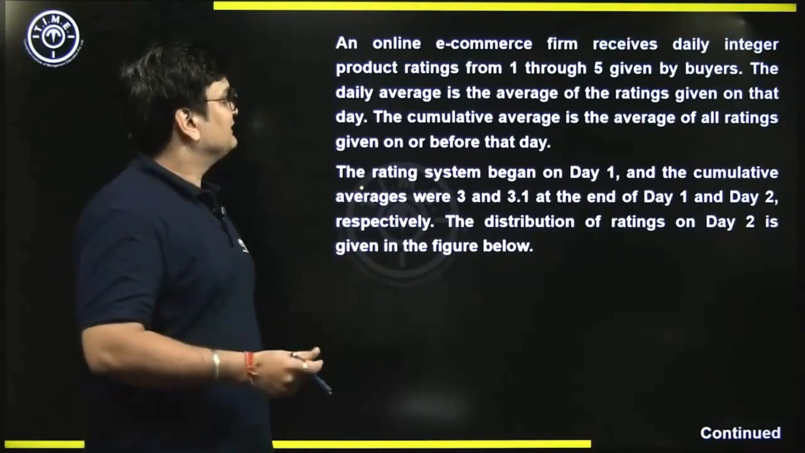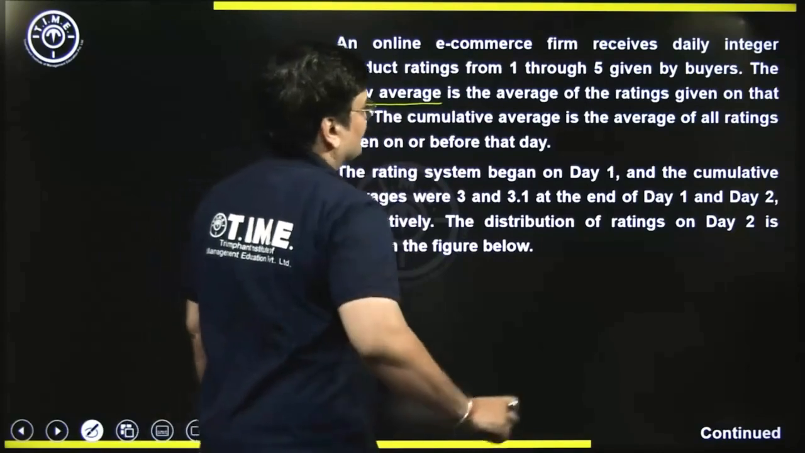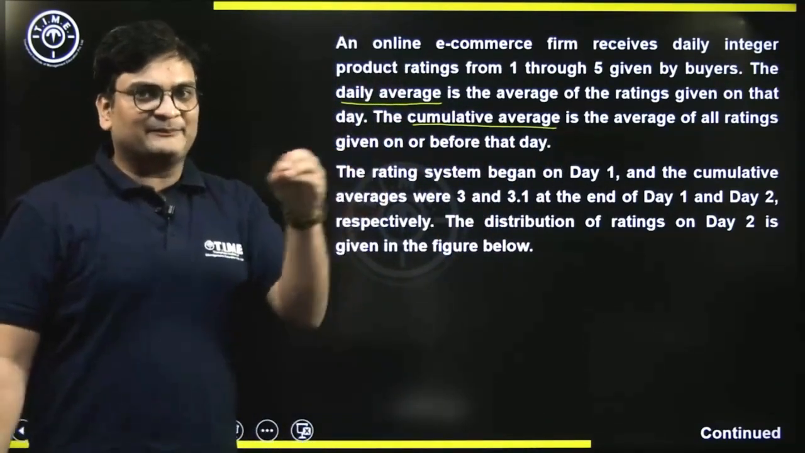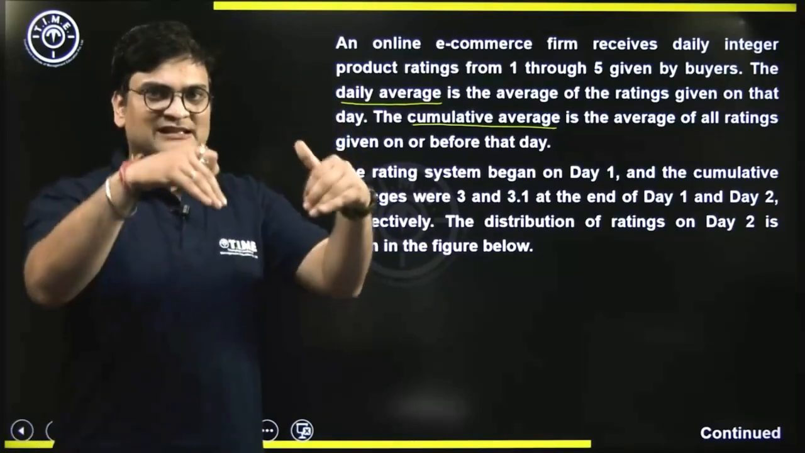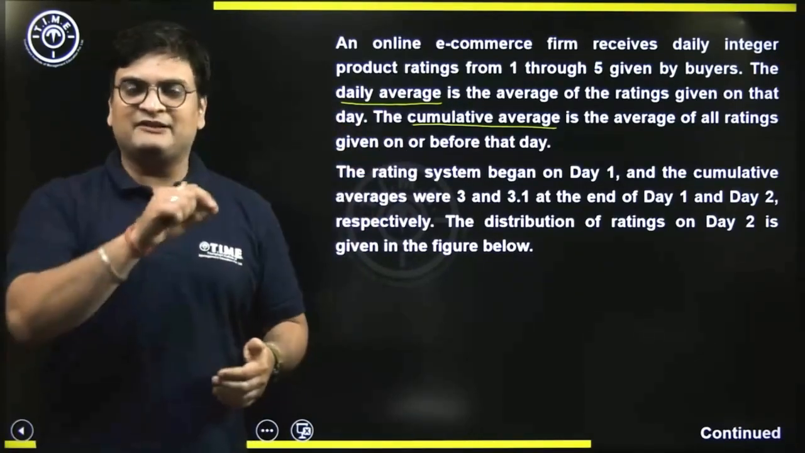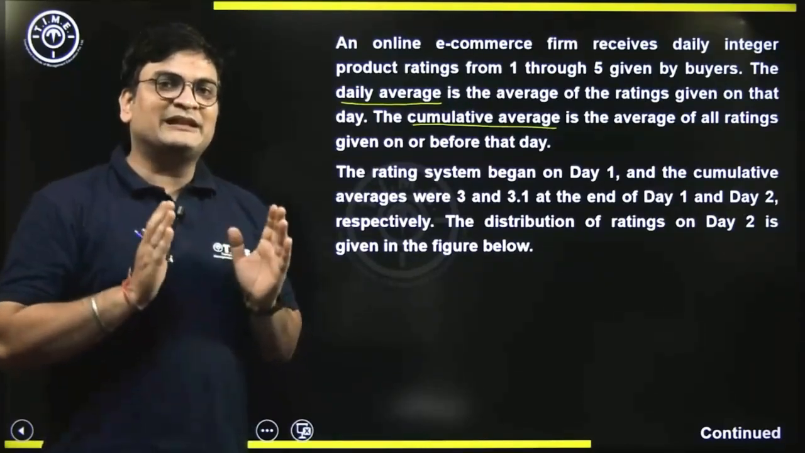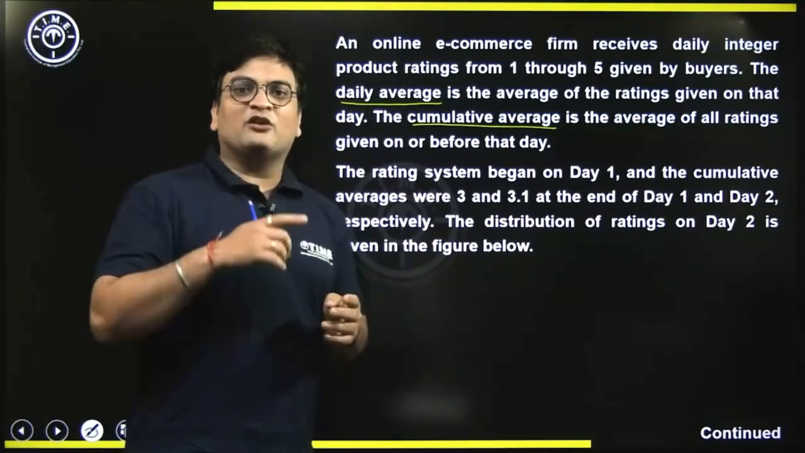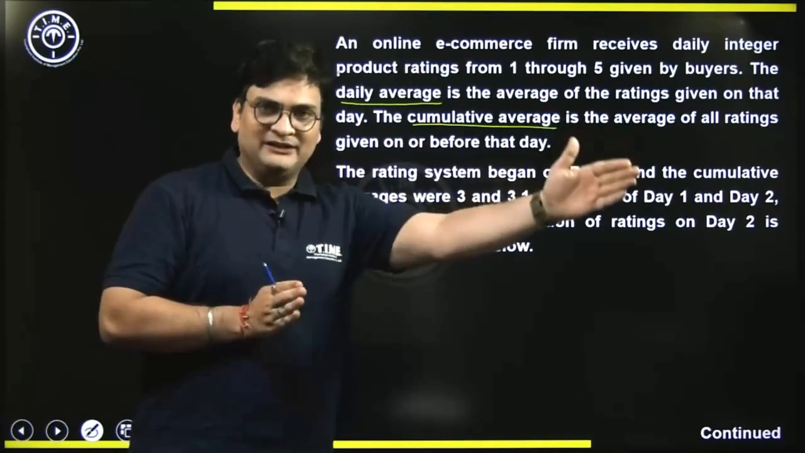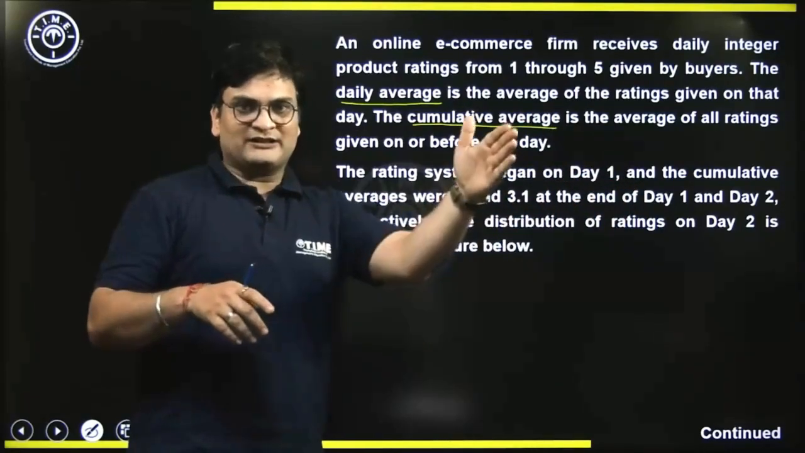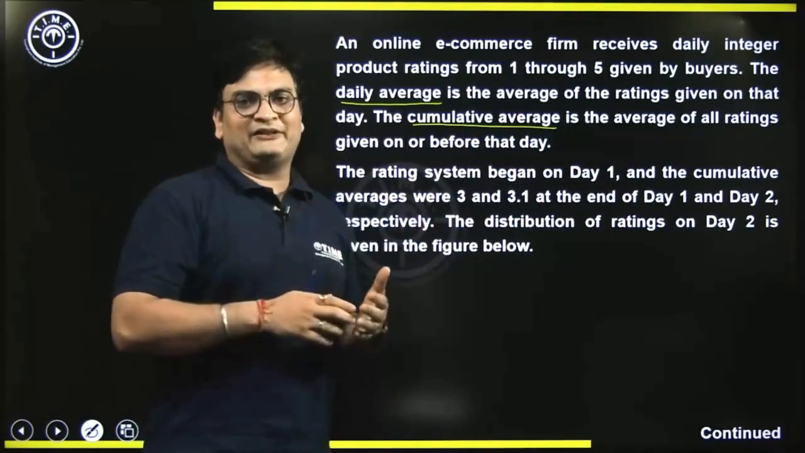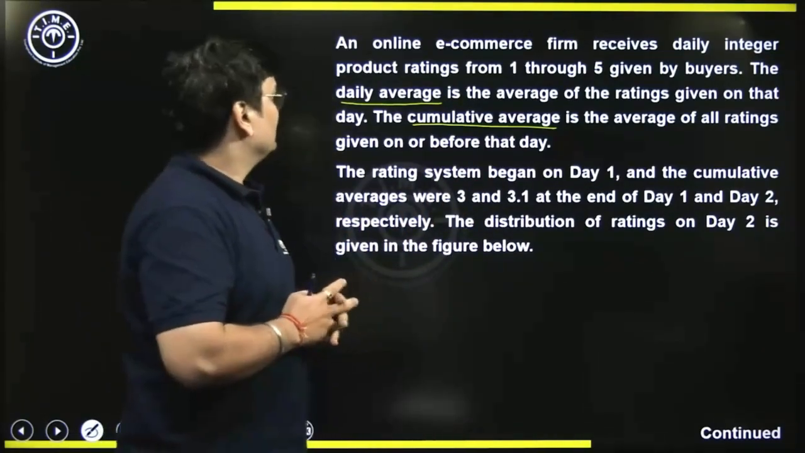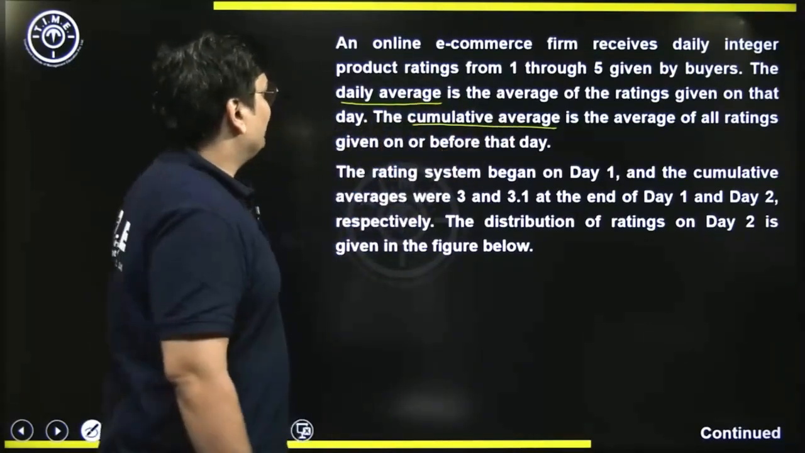So there are two terms here. One is the daily average and the other is the cumulative average. So daily average will be for a particular day. So day 2, for example, whatever ratings received on day 2, sum of all those ratings divided by number of ratings, that will give you the daily average for day 2. But if we talk about cumulative average till day 2, that will be all the ratings received on day 1 and day 2, sum of all those ratings divided by number of ratings received on day 1 and day 2. So that will be called the cumulative rating. So daily average and cumulative average.